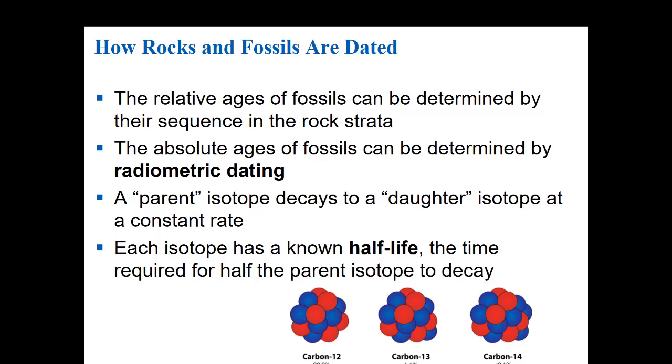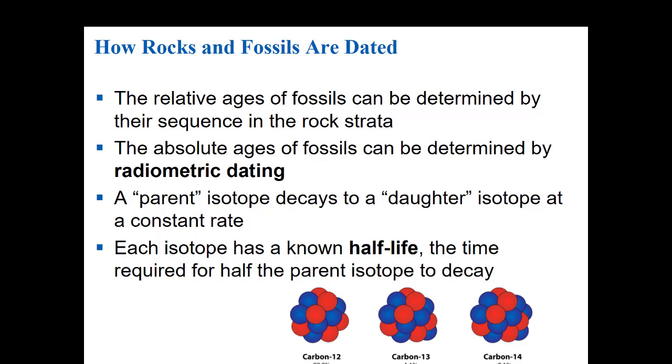And we're able to date those rocks and fossils by using radiometric dating. The relative ages of the fossils can be determined by the sequence in the rock strata. So we know that things that are higher up, closer to the soil, are going to be younger than those that are further down in the ground, right? And the absolute ages of fossils are determined by radiometric dating.